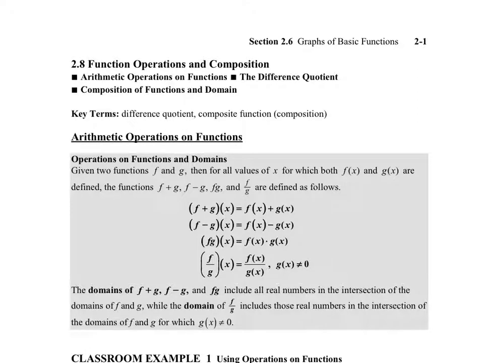In this last section of Chapter 2, we'll speak a little bit about function operations and composition. We are able to add functions, subtract them, multiply or divide them, and it's pretty much what you would expect. You could actually take the two functions and combine like terms if you're adding or subtracting to end up with your new function, your function that has had the operation of addition or subtraction on it.